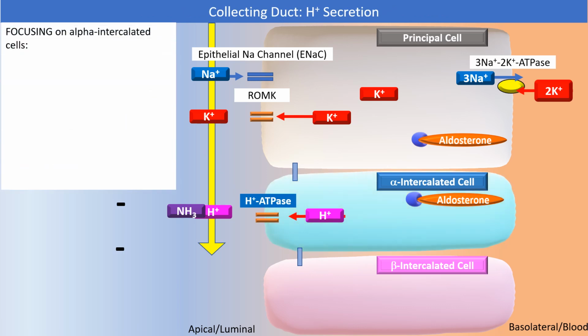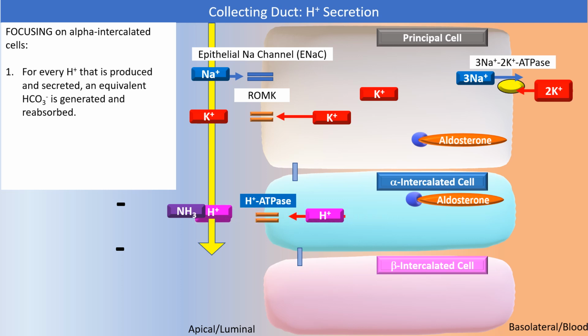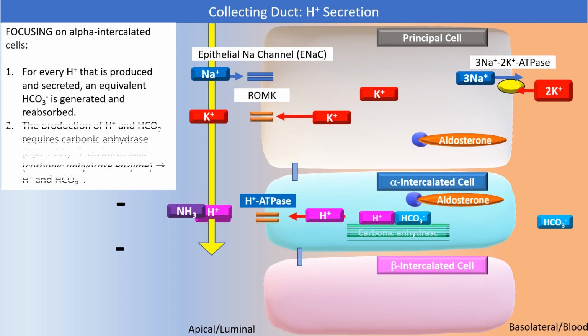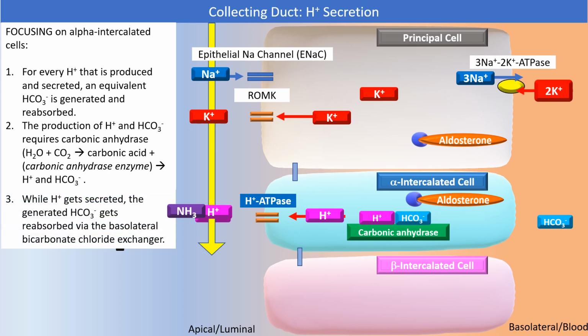Focusing in on alpha intercalated cells to see what else can interfere with hydrogen secretion to cause distal RTA. For every hydrogen that is produced and secreted, an equivalent bicarbonate is generated and reabsorbed. The generation of hydrogen and bicarbonate from water and CO2 requires normal activity of the enzyme carbonic anhydrase. While hydrogen gets secreted via hydrogen ATPase, the generated bicarbonate gets reabsorbed via the basolateral bicarbonate chloride exchanger.